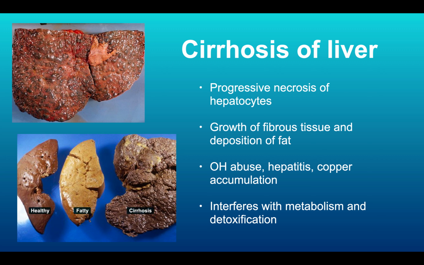Cirrhosis of the liver is going to be the progressive necrosis of hepatocytes and the growth of the fibrous tissue and the deposition of fat, replacing your healthy parenchyma, caused by alcohol abuse, hepatitis from infectious or viral sources, and copper accumulation. And of course, it messes with the liver, messes with the metabolism, and detoxification.